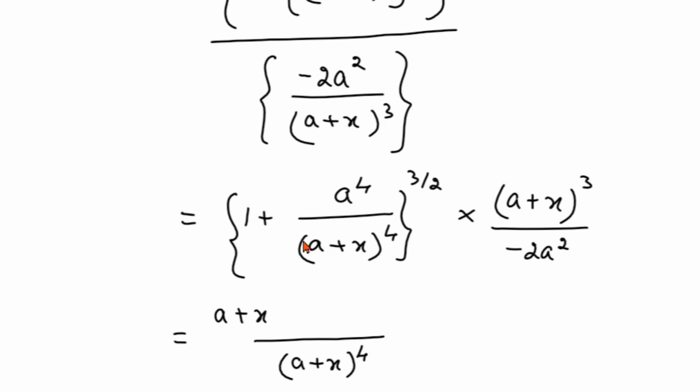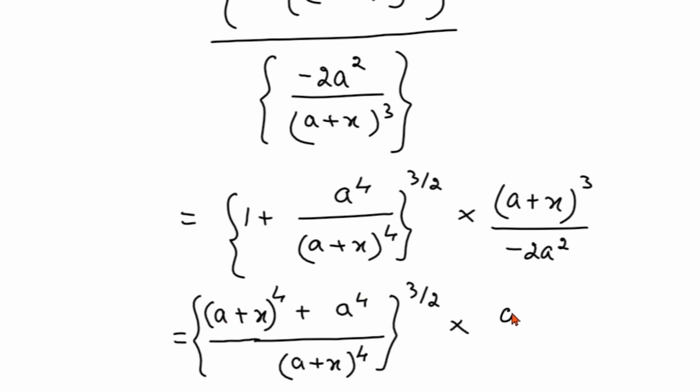Just cross multiply, you get the value ρ equals (a + x)^4 plus a^4, this a^4 will be as it is, that is to the power of 3 by 2, into this expression as it is, (a + x)^3, divided by minus 2a squared.